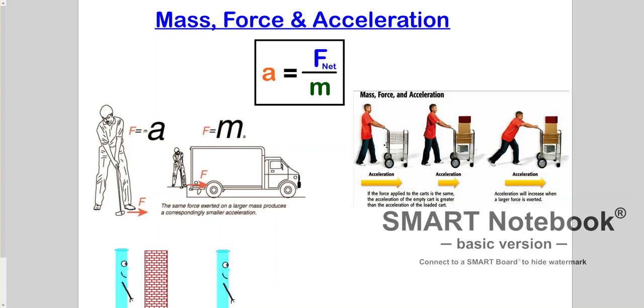We can see this example with this cart, right? Here this student is applying a force to this empty cart, so it has a small mass, and acceleration is some number. If we add mass to it, the acceleration goes down if the force stays the same. And so for a more massive object, if I want it to accelerate greater, I have to apply a greater force. Again, Newton's second law.